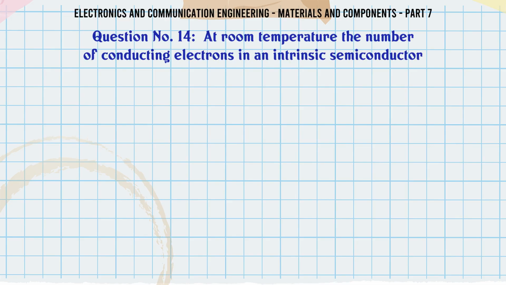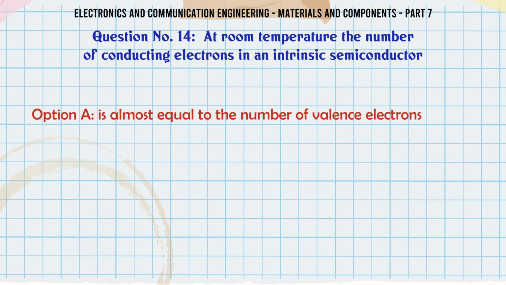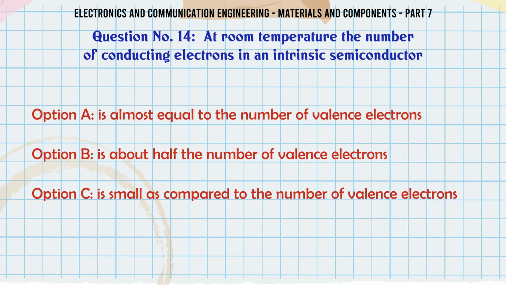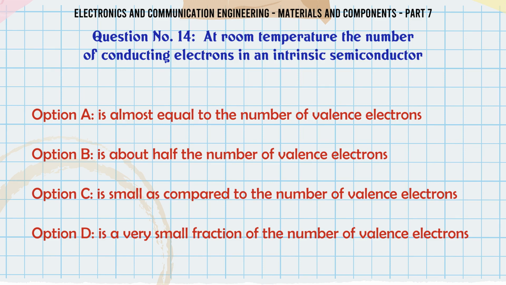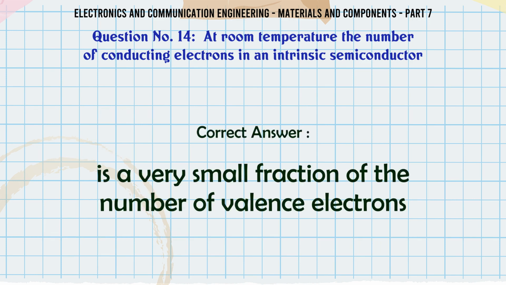At room temperature, the number of conducting electrons in an intrinsic semiconductor A. is almost equal to the number of valence electrons. B. is about half the number of valence electrons. C. is small as compared to the number of valence electrons. D. is a very small fraction of the number of valence electrons. The correct answer is a very small fraction of the number of valence electrons.